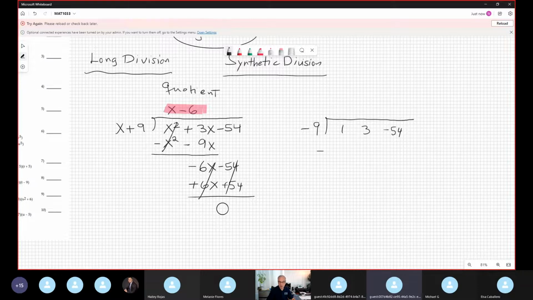I put the line, only one, and you bring down 1. Don't do anything, just bring down. Now multiplication: 1 times negative 9 is obviously negative 9. Then subtracting this column is minus 6. And minus 6 times minus 9 is positive 54.